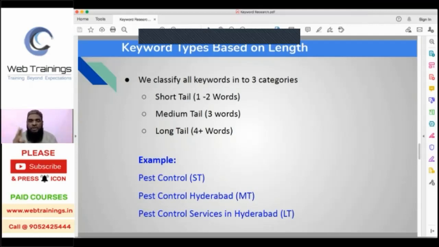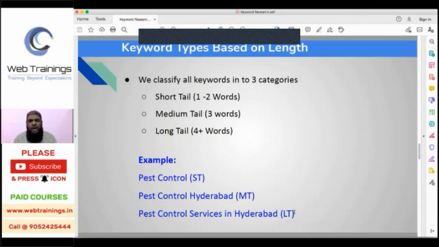Now, the same way we have keywords based on the length of the query. They are divided into three types: short tail, 1 or 2 words; medium tail, around 3 words; and long tail, which are most of the time 4 words plus. Think about an example here. Pest control, just 2 words, short tail. Pest control Hyderabad, medium tail. Pest control services in Hyderabad, long tail, right?